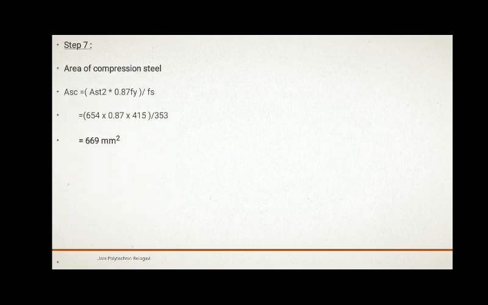Step 7, area of compression steel. So Ast2 into 0.87 fy by fsc. So fsc we have taken from the table. By substituting the values we get 669 mm square.